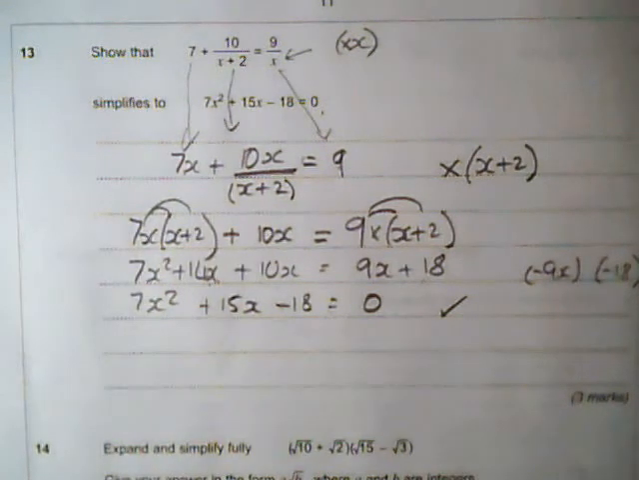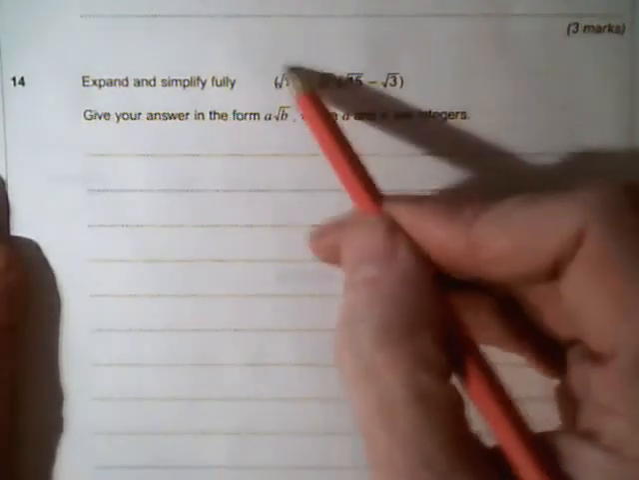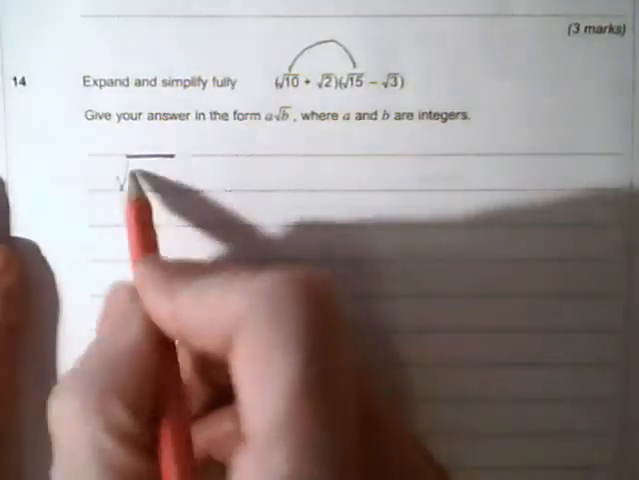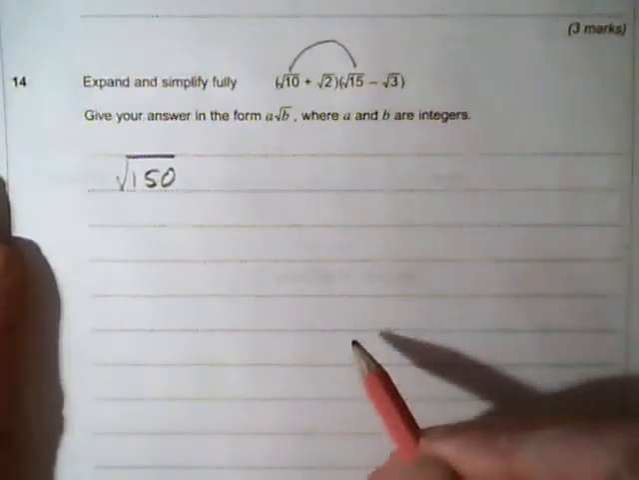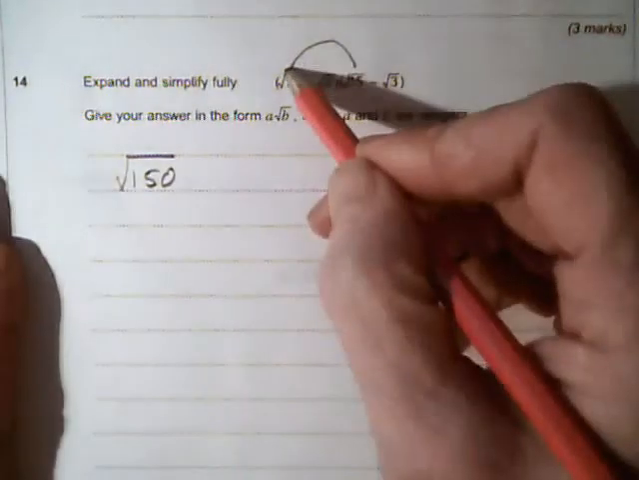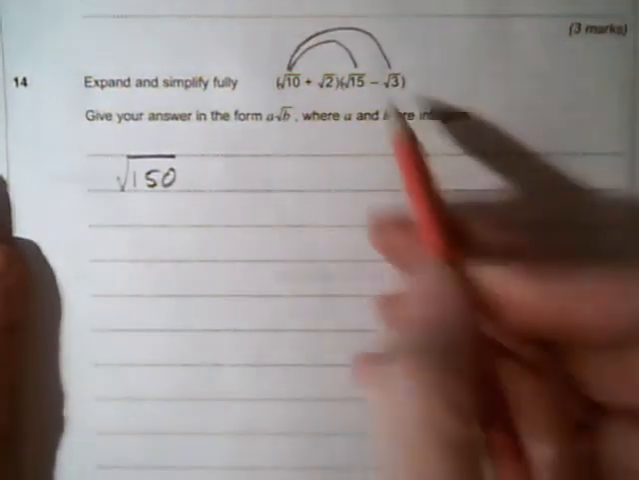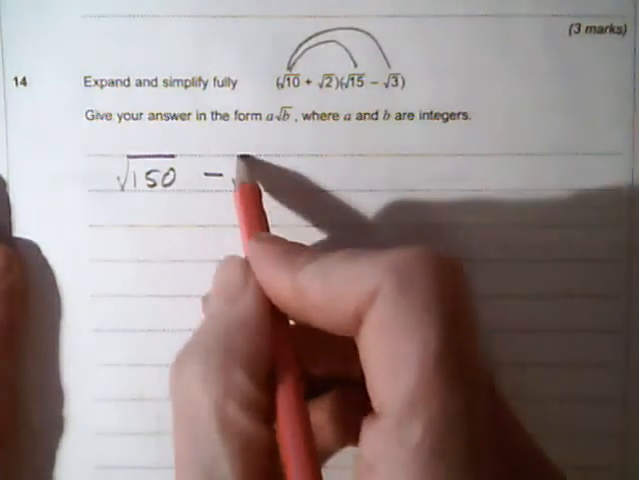Straight on to number 14. Okay, collection of surds to expand and leave as a surd, simplified square root afterwards. So the first thing to do is to expand the double brackets using first: square root 150, second: 3 root 10 minus root 30.